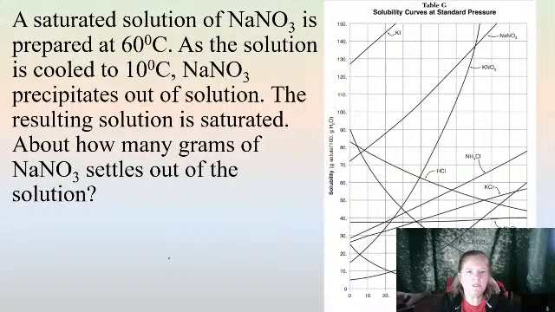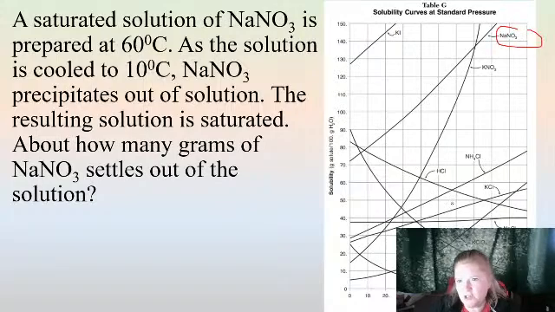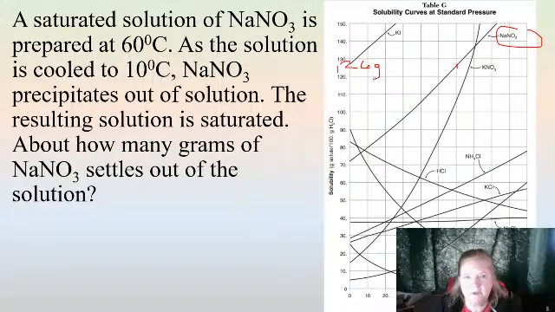All right, a saturated solution, what does that mean? On the line. A solution of NaNO3 is prepared at 60 degrees Celsius. So I'm going to get where I am right now. 60. NaNO3 saturated, so boom, on the line. Okay. So what can I tell? Well, I could go over and see, say I have about 126 grams in there, okay?